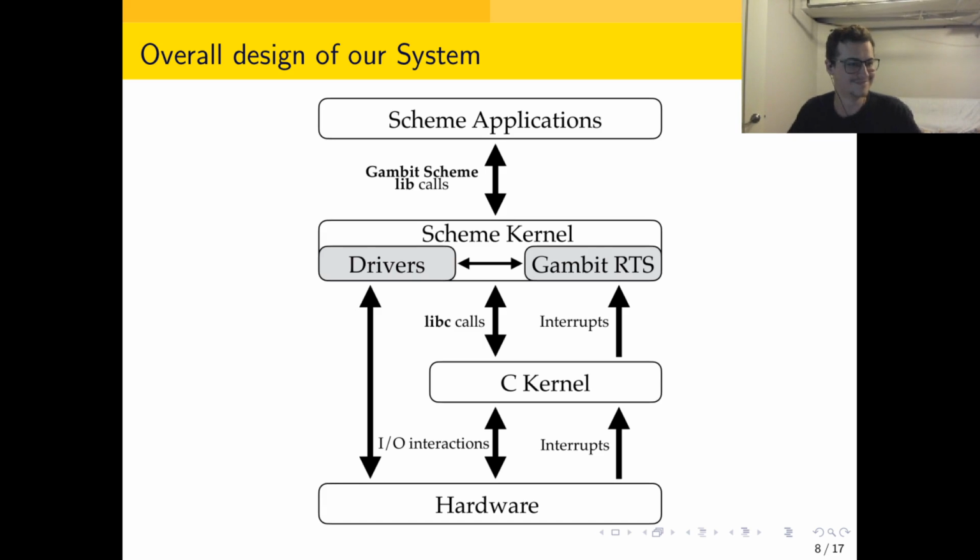You also see that there's a C kernel, and the C kernel has a bit of a supporting role in that it provides some standard library functions that the Gambit runtime would expect in a normal environment, and it propagates interrupts. Interrupts are propagated from the hardware to the C kernel to the Gambit runtime. So the C kernel is a bit essential in that, for now, it supports the Gambit runtime.